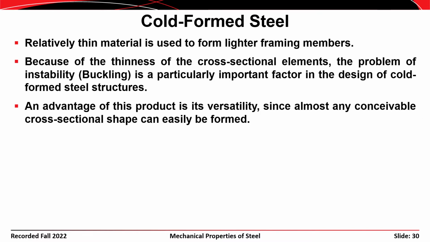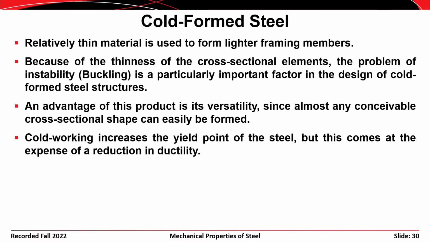Okay, one of the advantages of cold formed steel is that you can get just about any conceivable shape manufactured because it's easy to work with. You can also get a higher yield point in the steel from the cold working, but this higher yield strength comes at the expense of a reduction in ductility. So we're not going to talk too much about cold formed steel in this class. Most of what we do is going to be hot rolled steel.